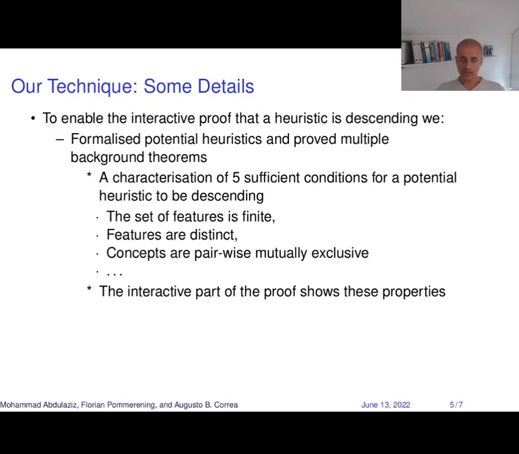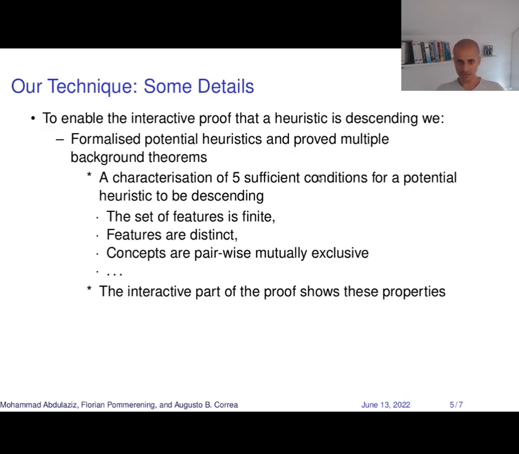After the parsing, we have the last step, which is interactively proving that the heuristic is descending, and I won't be able to show you that because of the lack of time, because I would have to show you that in a demo session. But to make interactive proof easier, we have taken some steps, and I will just describe those steps.